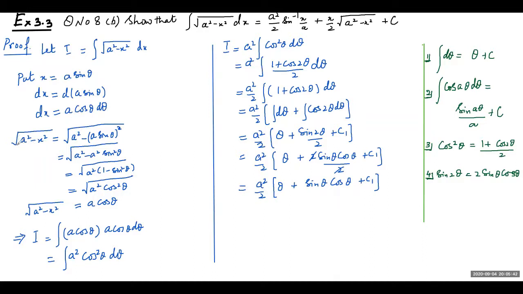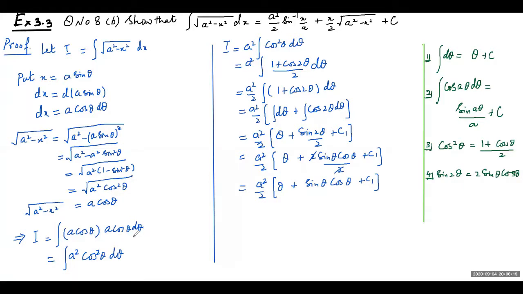Now we evaluate square root of a square minus x square. Put x equals a sine theta here. Take square, then take a square common and put 1 minus sine square theta equals cos square theta, and then apply square root. So you will get square root of a square minus x square equals a cos theta. Now we go to our integral, which is the integral of square root of a square minus x square, equal to a cos theta, and dx, equal to a cos theta d theta.